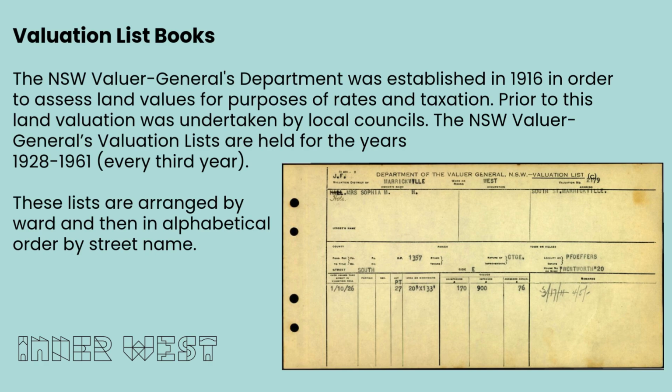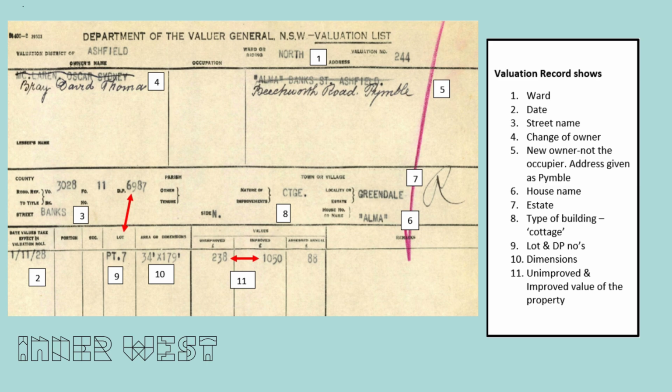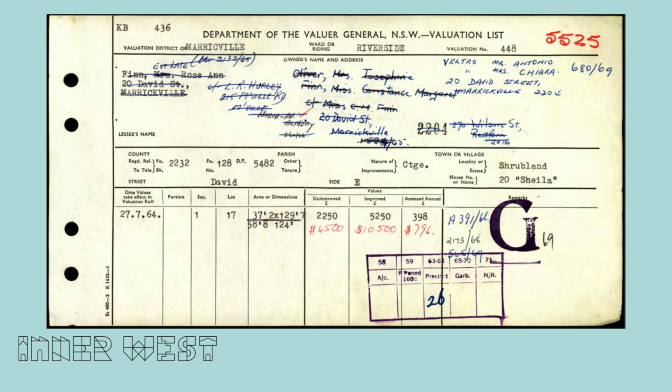In 1967, parts of Camperdown, Newtown and Enmore moved to the Marrickville Council, with the valuation list series, originally maintained by the City of Sydney, given to Marrickville Council. Here are examples of what these valuation lists look like. Many of these documents help you show the wards, the date, street name, change of owners, new owners and their address, house name, the estate name, the type of building, the lot number and development plan numbers, dimensions, unimproved and improved value. All these details can provide a very clear picture of the house. The wards also operate the same, and streets are alphabetically sorted.